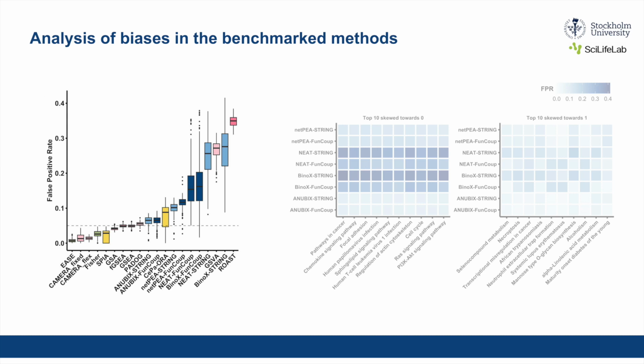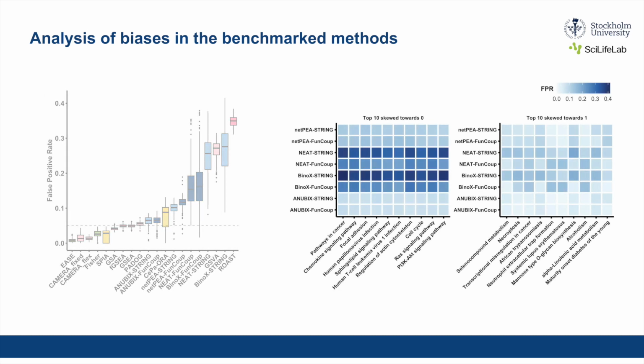We observed that OVA methods and CAMERA were highly conservative, as all of their p-values were below the cutoff. ROAST shows the highest median value. GSVA, Binox and NEAT with STRING have intermediate median values, while the rest of the methods have lower and quite reasonable values. The heat map shows the false positive rate of the average top 10 skewed pathways predicted by network-based EA methods.